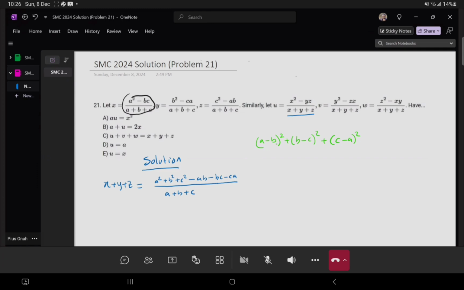Actually, this is interesting. Usually, if you have questions involving sum of squares, this is a very, very good way to start. And the three elements within the squares, if you sum them, they actually add to 0. So that's something to note.